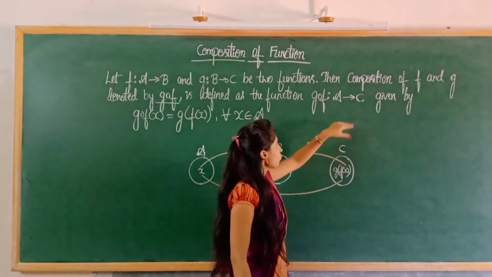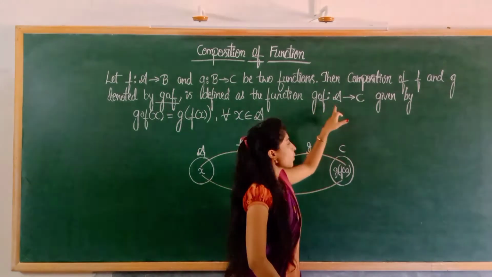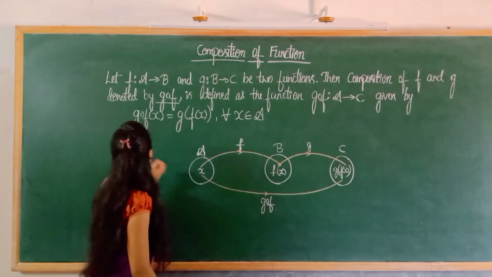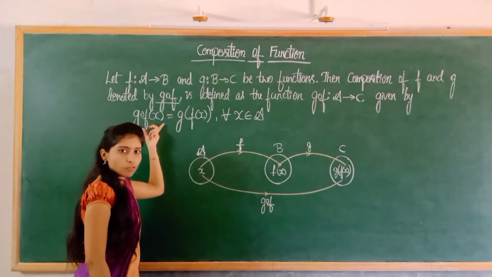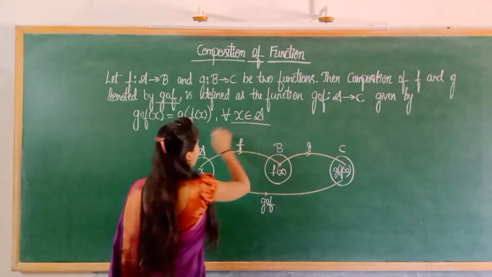By composing two functions, we are converting them into a single function. g composition f from A to C is given by (g∘f)(x) = g(f(x)) for all x belongs to A.